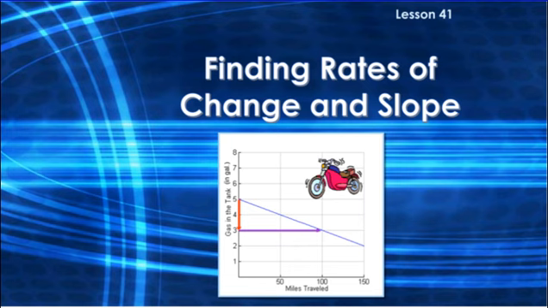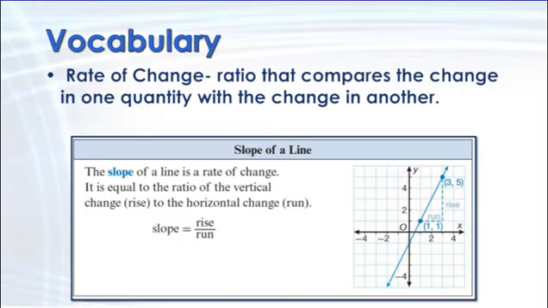Lesson 41, finding rates of change and slope. First off, let's look at the definition of rate of change. Rate of change is just the ratio that compares the change in one quantity with the change in another quantity. And then the slope would be the rate of change. So it'd be rise over run.